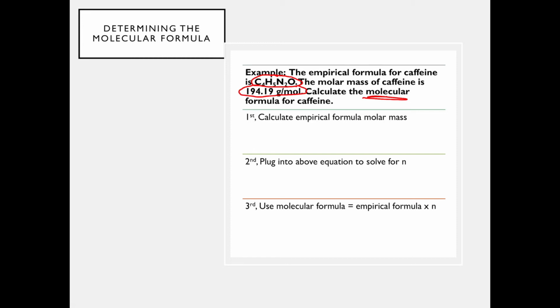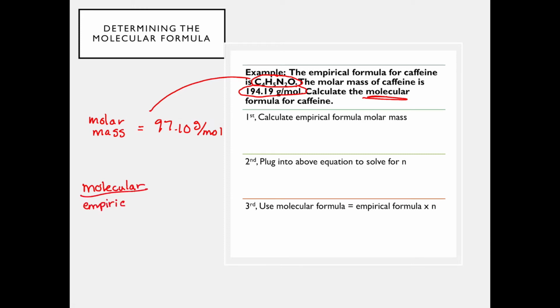So it says the first step is to calculate the empirical formula mass, or the molar mass. So we just calculate the molar mass for this, right? And we have, you know, 4 carbons, 5 hydrogens, 2 nitrogens, and an oxygen. If we multiply those up, add them all together, we're going to get that molar mass is 97.10 grams per mole. And then we're always going to do molecular divided by empirical. And that will always give us some whole number.